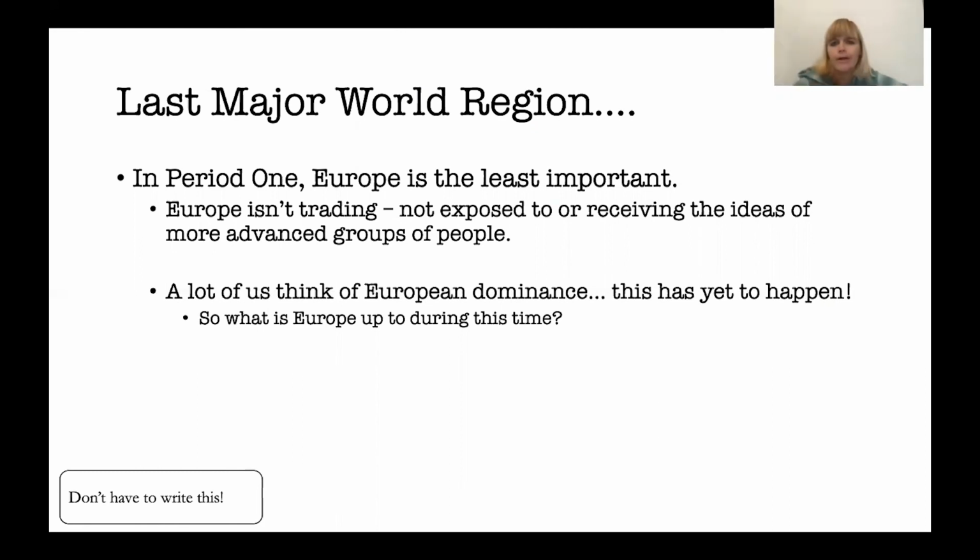We're going to think about all the colonies that Europe is eventually going to have, and all of Europe's superiority in transportation and trading, and that's coming. It is, but don't get confused. Again, in period 1, Europe is nothing, all right? It is not even a major player at all. So we need to talk about what Europe is up to during this time, okay?